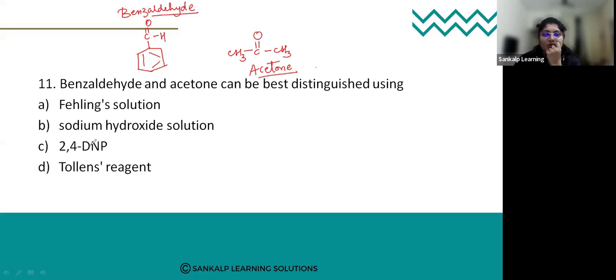So these are the four options. Fehling solution, sodium hydroxide solution, C by using the 2,4-DNP test, and D by using the Tollens test. How are you going to distinguish? One is an aldehyde, an aromatic aldehyde, and another is a ketone. One is an aldehyde, another is a ketone. How will you distinguish?